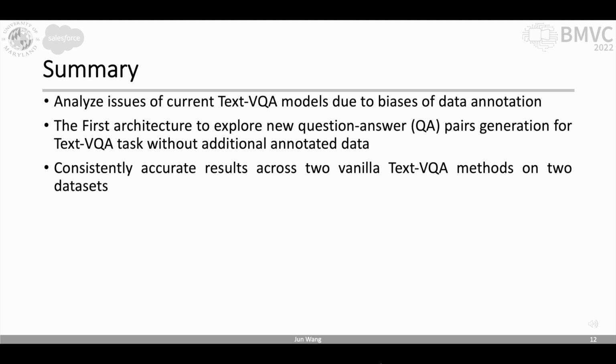So again, TAG is the first generic text-aware question-answer generation approach for the task of text-related VQA. Here is the summary. First, we analyze issues of current text VQA models due to the biases of the data annotation. Second, TAG is the first architecture to explore new question-answer pairs generation for the text VQA task without additional annotated data. Third, we achieve consistently accurate results across 2 vanilla text VQA methods on 2 different datasets.